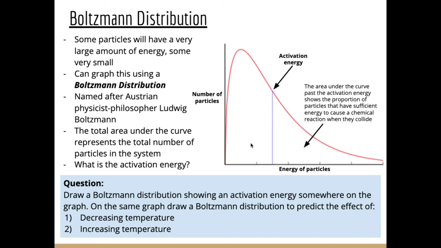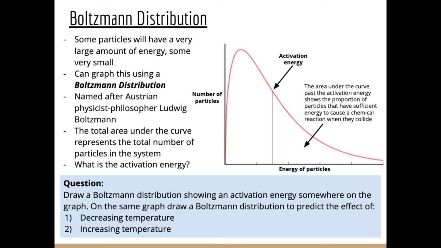Right, so why don't you pause now and have a think about this. We have a question. If this is a Boltzmann distribution for a particular system at one particular temperature, what do you predict a Boltzmann distribution would look like if you were to decrease and increase the temperature? So draw a Boltzmann distribution showing an activation energy, totally arbitrary, anywhere, just like I've shown here. Somewhere on the graph, and on the same graph, draw a Boltzmann distribution to predict the effect of decreasing temperature and predict the effect of increasing temperature.